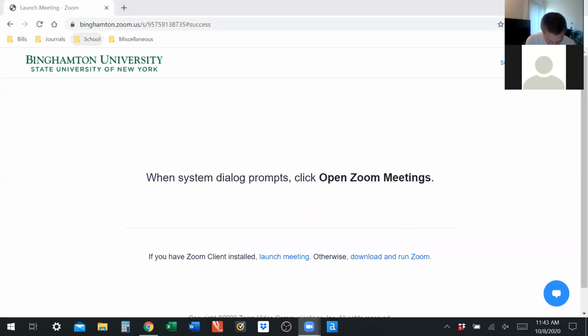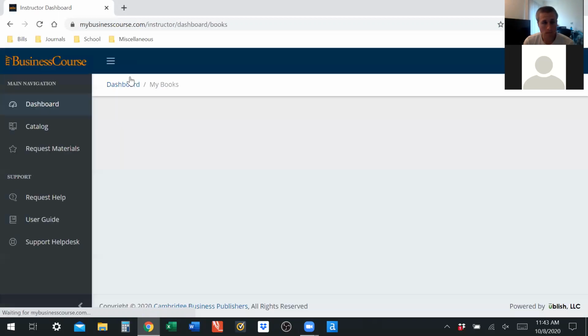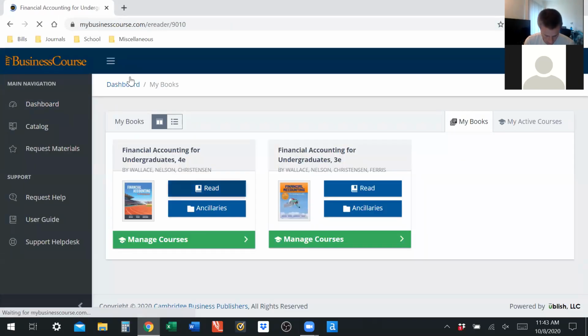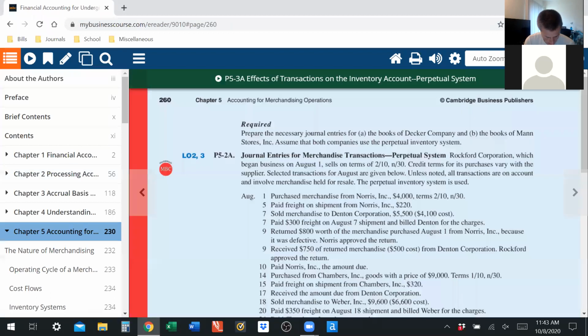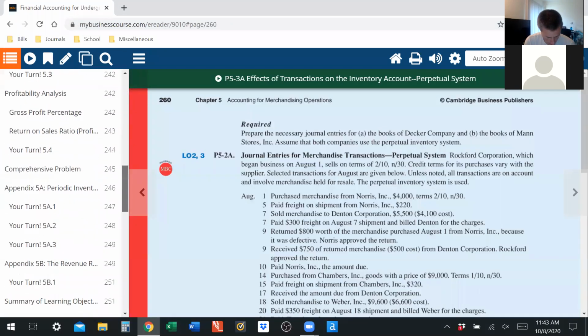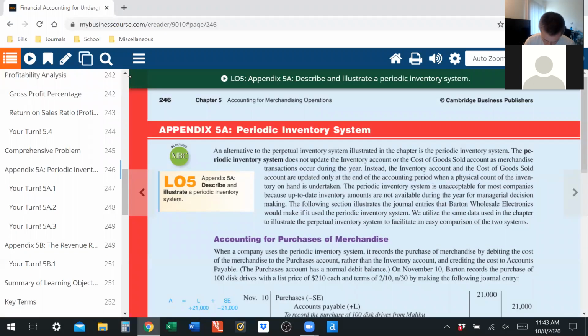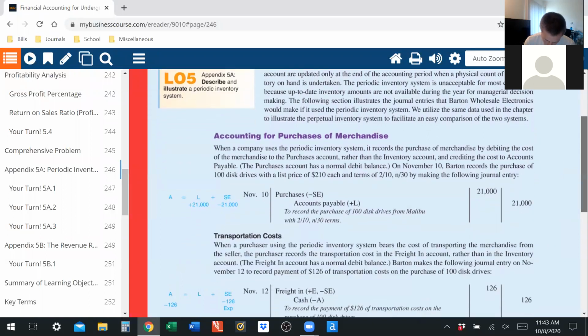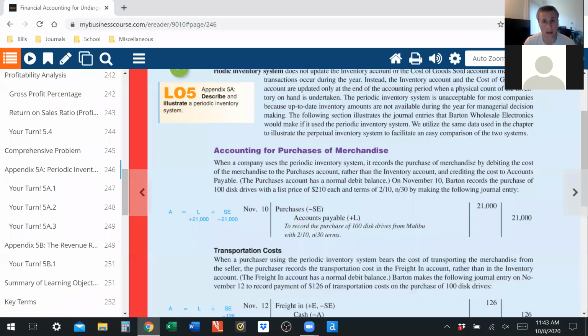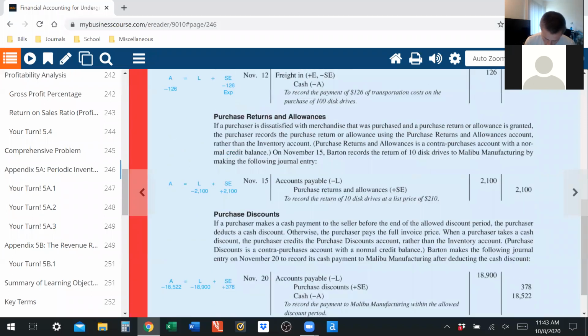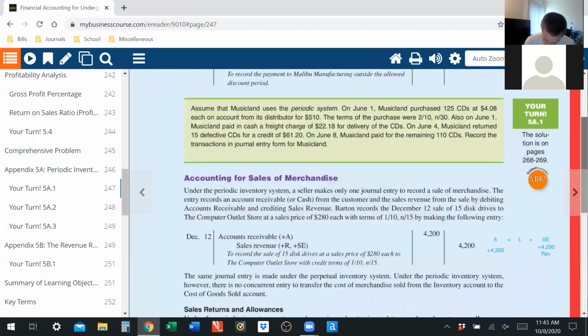Before we do that, let's go to Appendix 5A. There is an exhibit in this appendix right here. This is Appendix 5A. They go through an example of a company, just like we did in class with Kaylee Corporation. They do a different company's example, different numbers, and they're showing you how to do the journal entries using the periodic system.